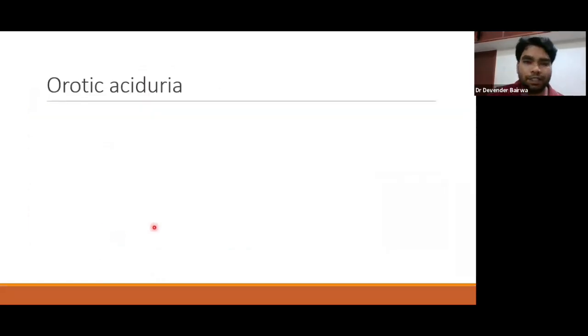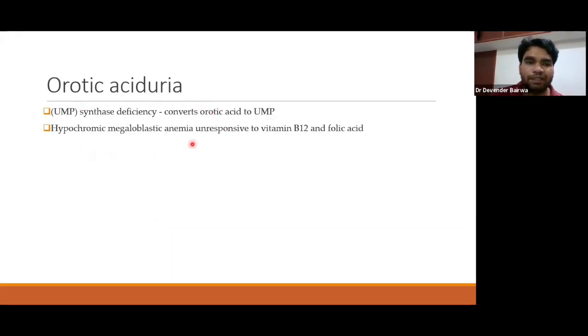Coming again to orotic aciduria. So UMP synthase deficiency, that is enzyme number 4 in the figure. So this actually converts orotic acid to uridine monophosphate. So if this enzyme is deficient, what will happen? There will be high levels of orotic acid.